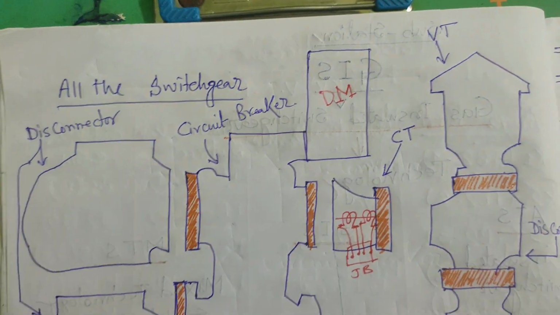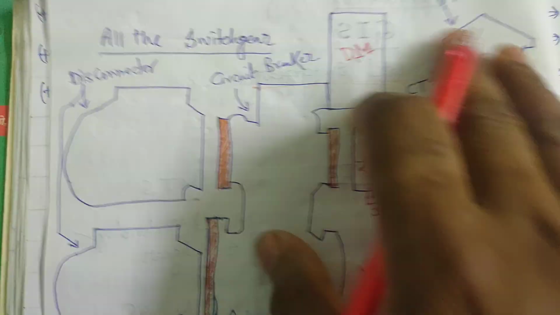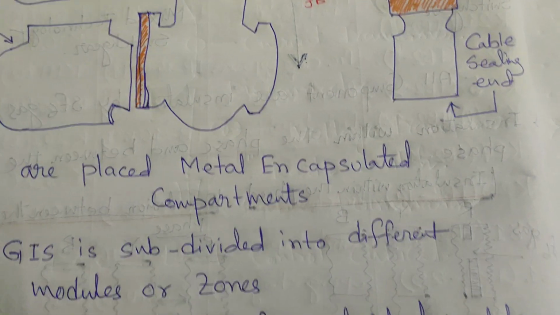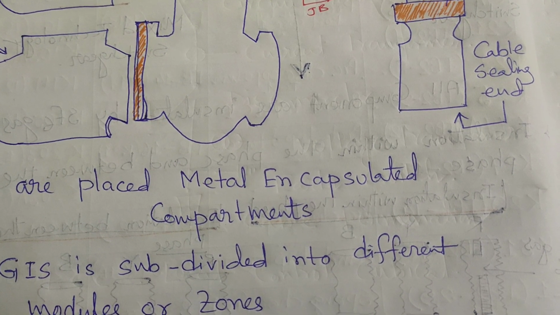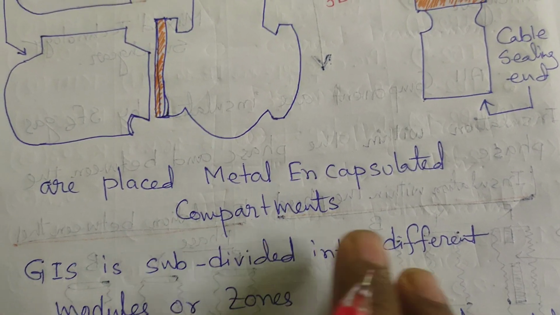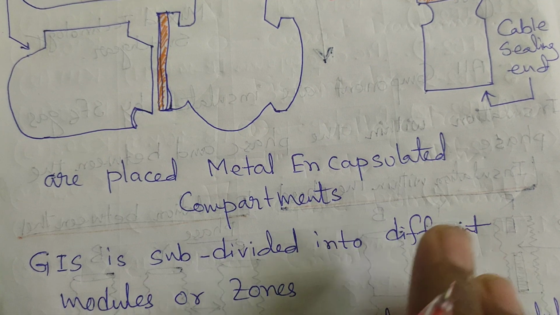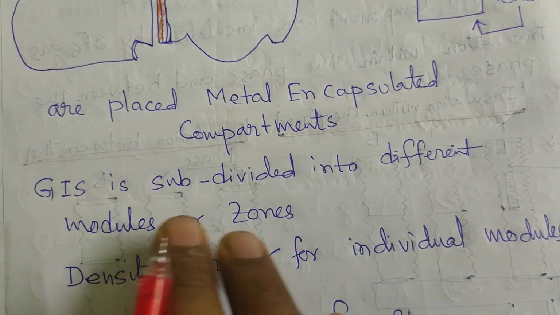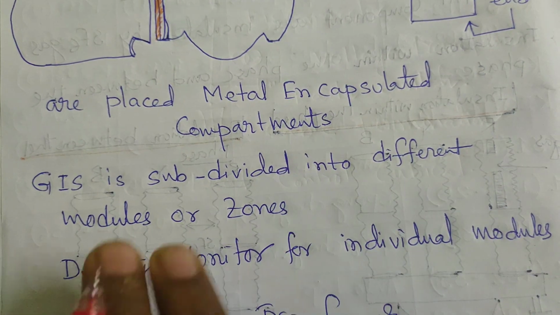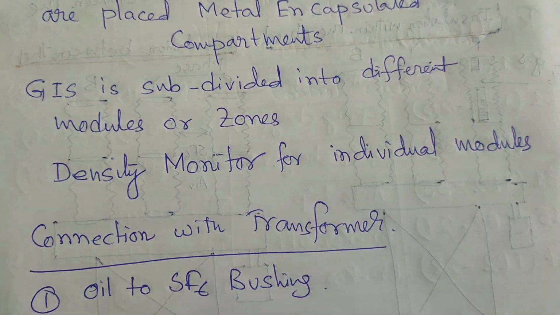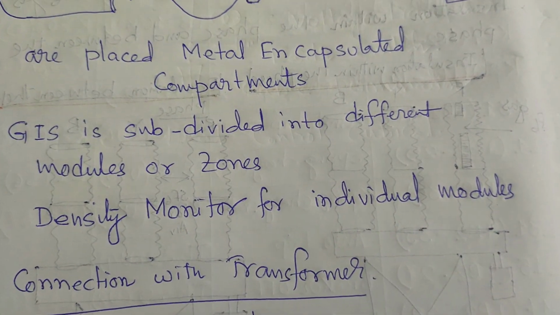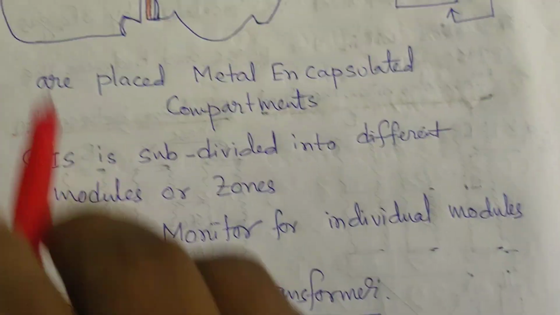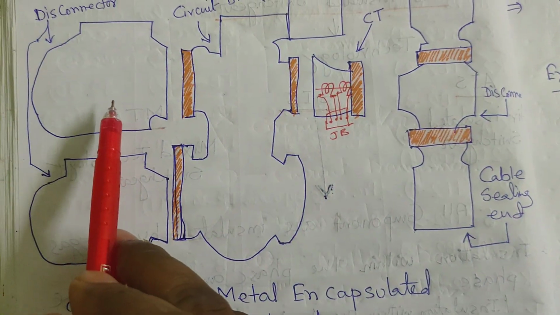And here all the switchgear, all the modules, or all the units are placed inside a metal encapsulated compartment. GIS is subdivided into different modules and zones. Density monitor for individual modules. Individual modules have an individual SF6 monitor.